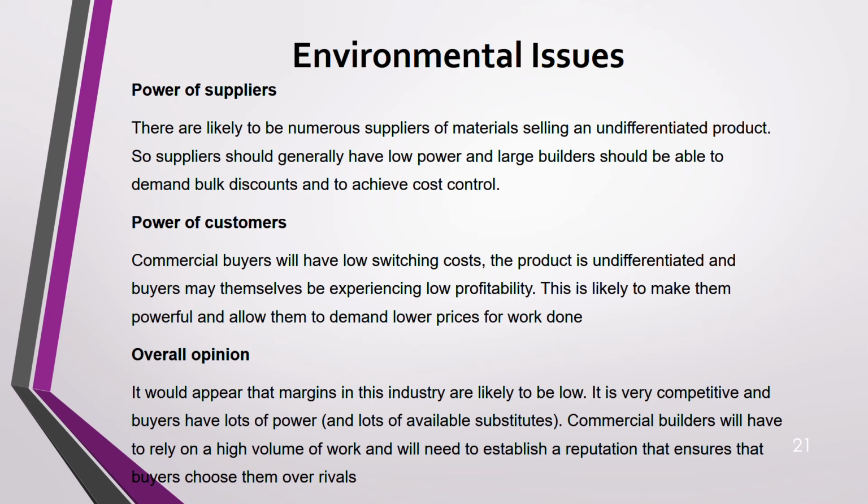Why? Competition is high. Buyers have lots of power. Substitutes are high. Commercial builders have to rely on a high volume of work. If you have to make a profit, you have to have a high volume of work; otherwise it's not possible to achieve profit. You also need to establish a reputation as a reliable builder, the one who gives quality, which ensures buyers choose them over rivals. So this drives down your margin. It's hard to come up with a high margin in this industry.